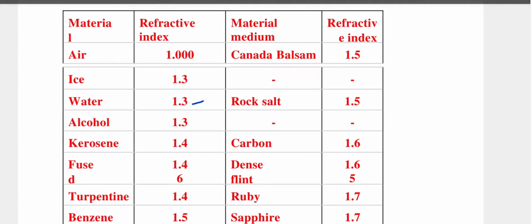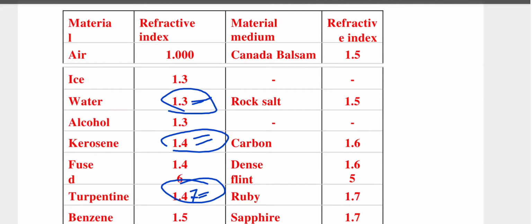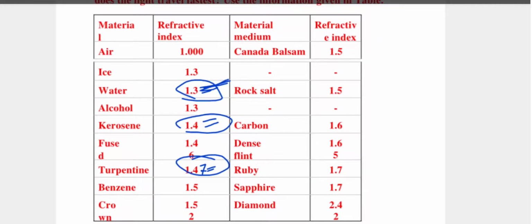So water it is 1.3, kerosene 1.4, turpentine more than 1.4, I think it is 1.47. So see, 1.47 is having more refractive index compared to kerosene. Compared to kerosene, water is having less. So since water is having less refractive index, speed of the light will be maximum in water. So it is simple, very simple question.